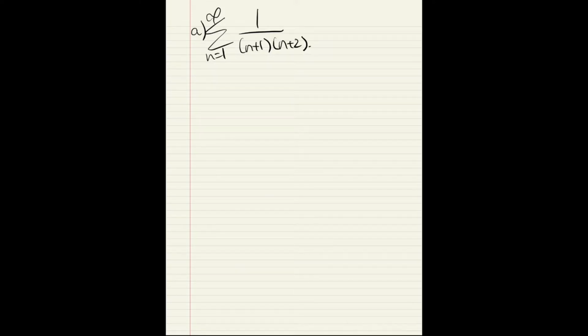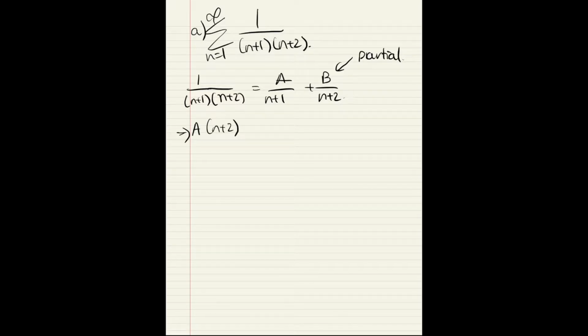This equation seems not to be a telescoping series because there is no function minus another function. However, we can use partial fractions. I write 1 over (n plus 1) times (n plus 2) equal to A over (n plus 1) plus B over (n plus 2). This is partial fractions. A times (n plus 2) plus B times (n plus 1) equals 1.